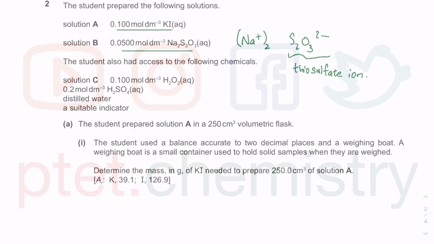You also have access to this thing, H2O2. You have seen H2O2 in your practical on gas collection. This is called hydrogen peroxide. So these are all vocabulary that you should have gotten accustomed to based on what we have done in the classroom. H2SO4 is sulfuric acid, and you have a suitable indicator for this reaction. You don't use methyl orange because this is not an acid-base reaction, by the way.